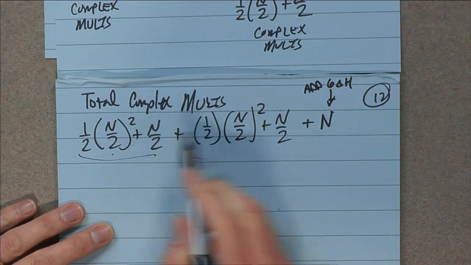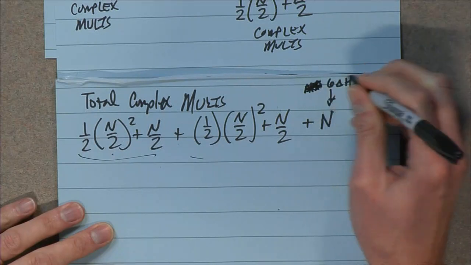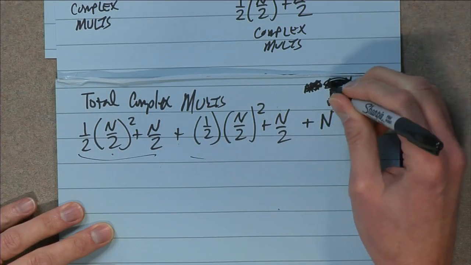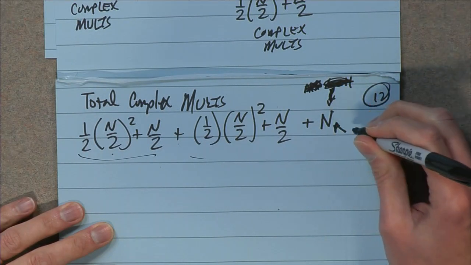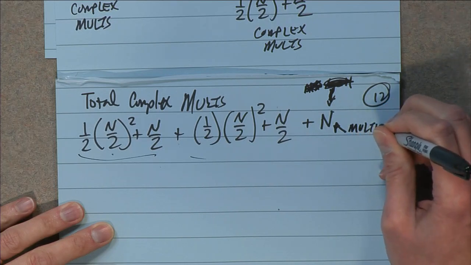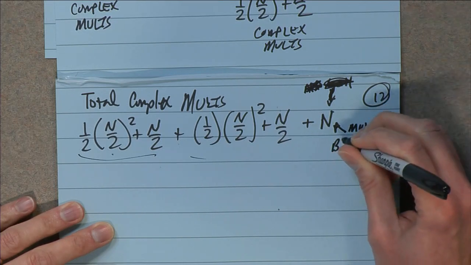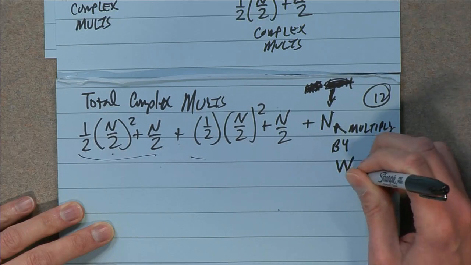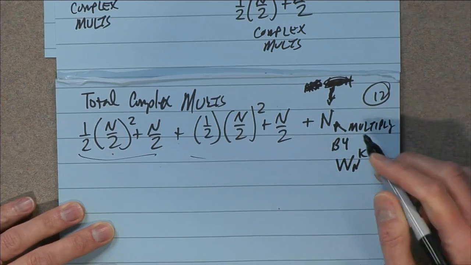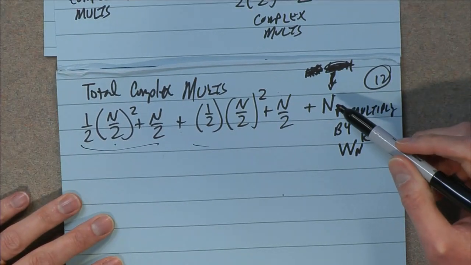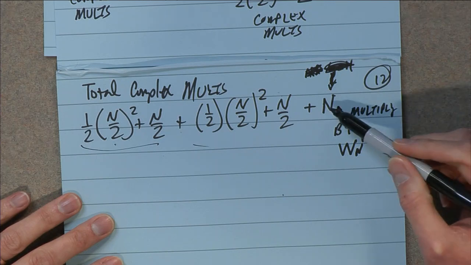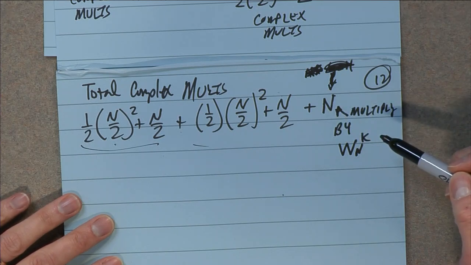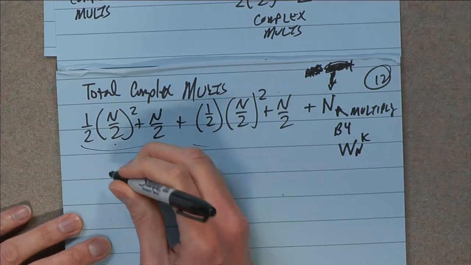Or wait, this is complex multi, so this is not adding, but it's multiplying that final factor. Sorry. Multiply by W and K. That's at the end. So after we multiply H times this, then we can add it back together. So let's add that up.